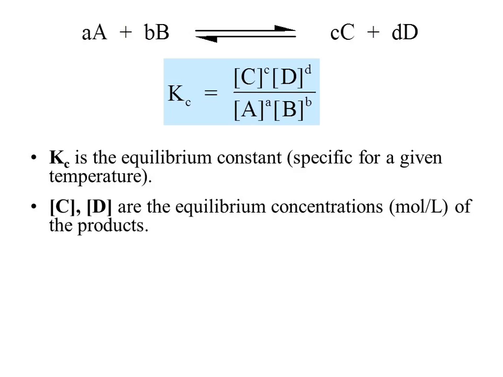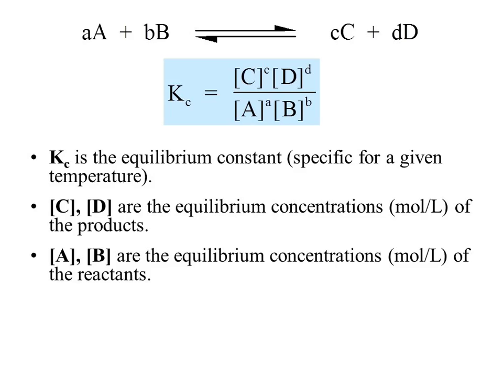Notice what C and D are. They're products. Notice what A and B are. They're reactants. That's the format. That's how it works. That Kc is called the equilibrium constant. And of course, the brackets A and B are the molar concentrations of A and B.